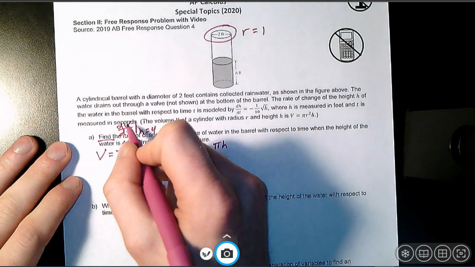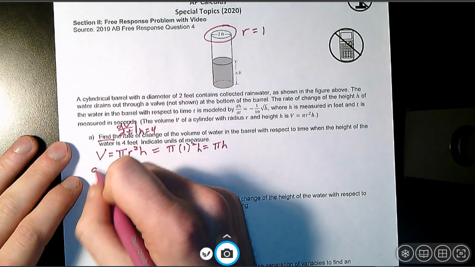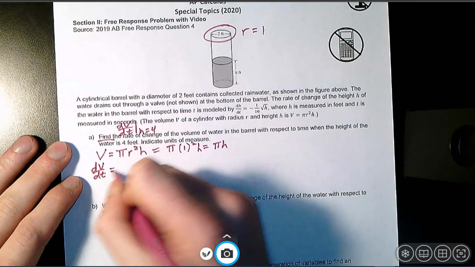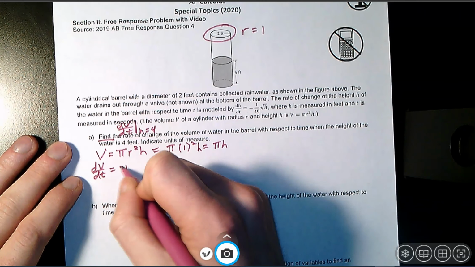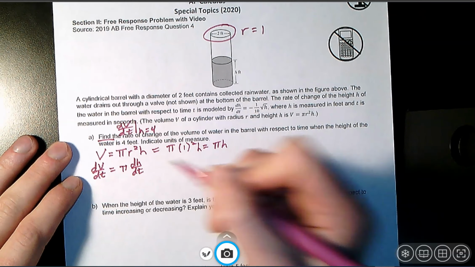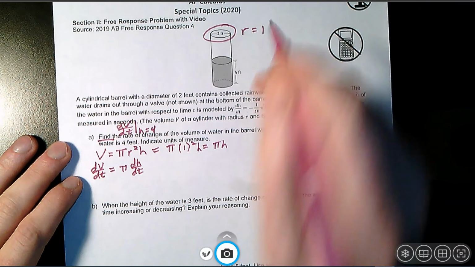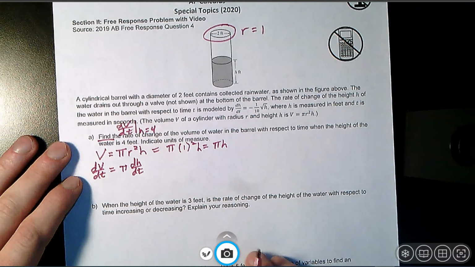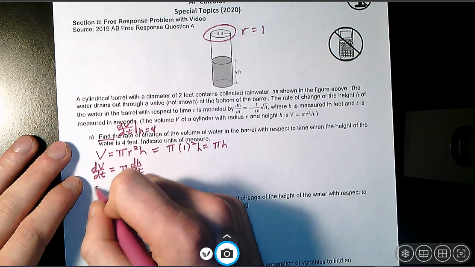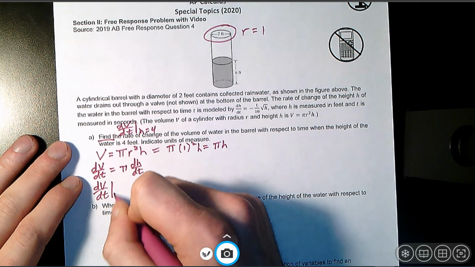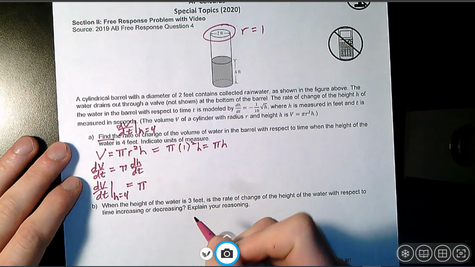Continuing on, I know that I want to find dV/dt, so I better take a derivative with respect to time of this equation. So I'll have dV/dt is equal to, and on the right-hand side I have pi times h. That's going to be pi times dh/dt from the implicit derivative. The height right here is changing with time, so we need to take an implicit derivative on the right-hand side. Now, I remember I'm trying to find dV/dt when h is 4, so dV/dt when h is equal to 4 is going to be equal to pi times dh/dt.